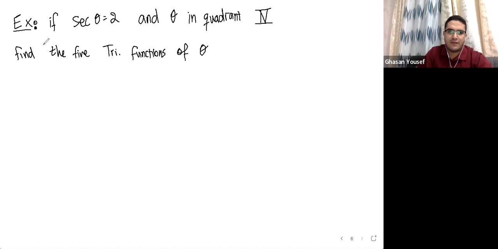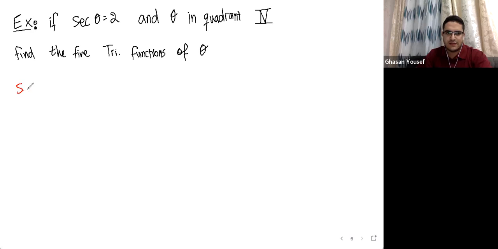Okay, how can I find the 5 trigonometric functions of theta? First of all, they give me the value of secant of theta, and they give me the angle. It's in the fourth quadrant. The angle in the fourth quadrant will help me find the sign of each trigonometric function. So let me start solving this question.